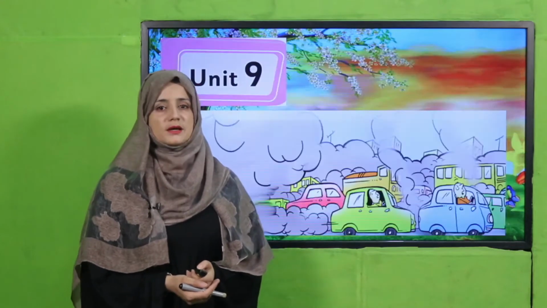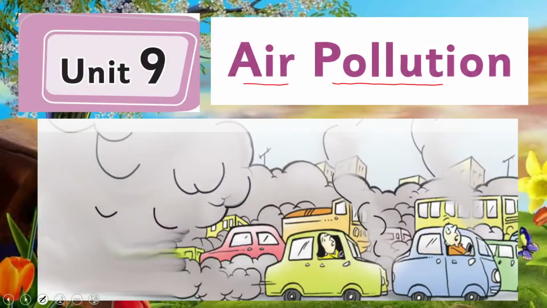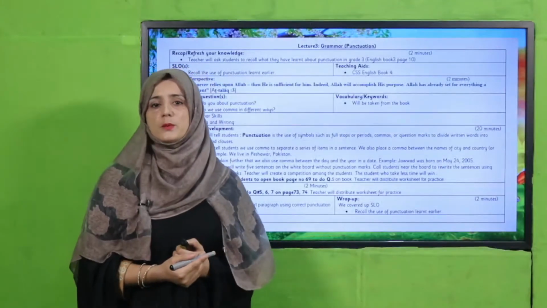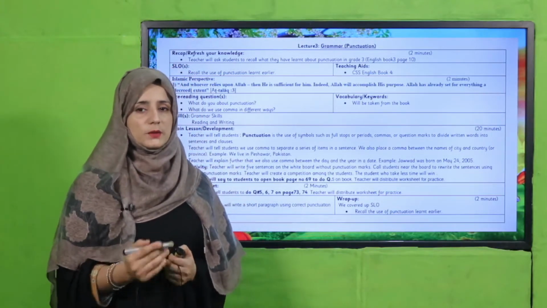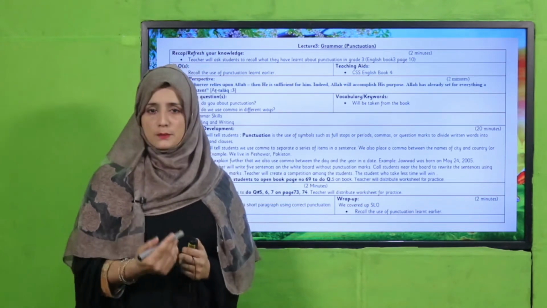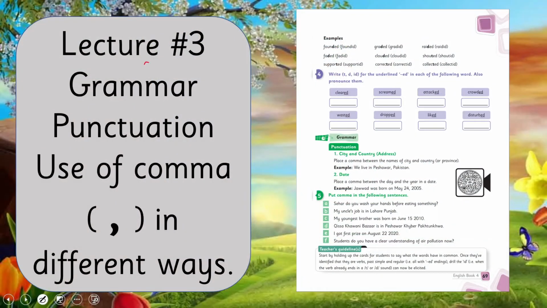I welcome you in my class, that is English for grade 4. We are learning unit number 8, air pollution. Yes, my dear fellow teachers, this lesson plan, PowerPoint presentation and worksheet links are given below. You may click it, download it, or you can amend it for your ease. I'm going to deliver my lecture according to this lesson plan. Our lecture 3, under the title of grammar, we will learn today punctuation marks, use of comma in different ways.